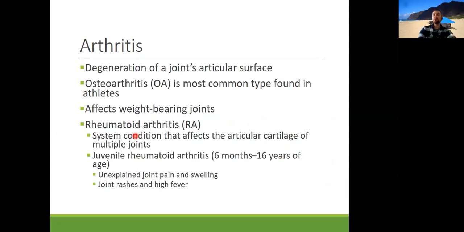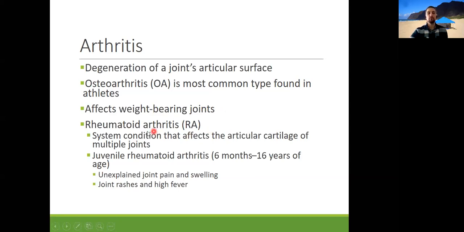So the big concern with any of these injuries is that they end up with arthritis, which is a degenerative condition. OA is the most common in athletes, especially the knee is the most common, then hip is second, and then ankle's third, because those are the weight-bearing joints. So there's more force and stress directed to those articular surfaces.